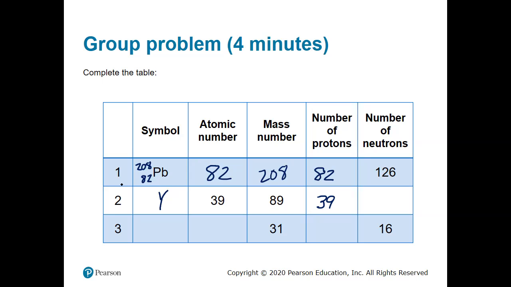With the atomic number and the mass number, we can fill the form, 89 for the mass, 39 for the atomic. The only thing that we are missing is the number of neutrons. And if you remember, that mass number minus atomic number is neutrons. 89 minus 39 would give me 50 neutrons.